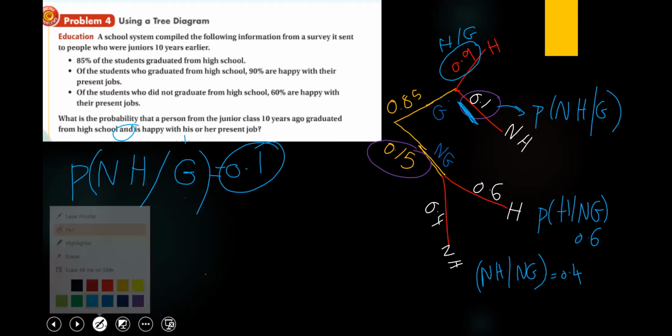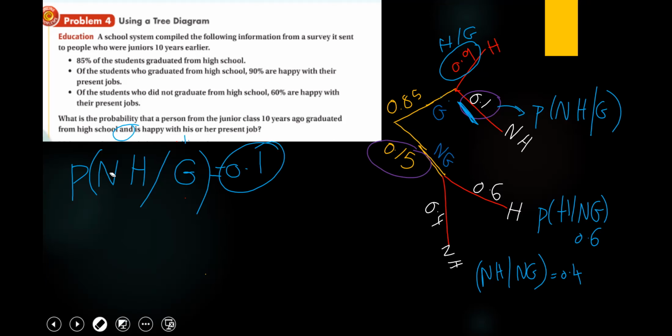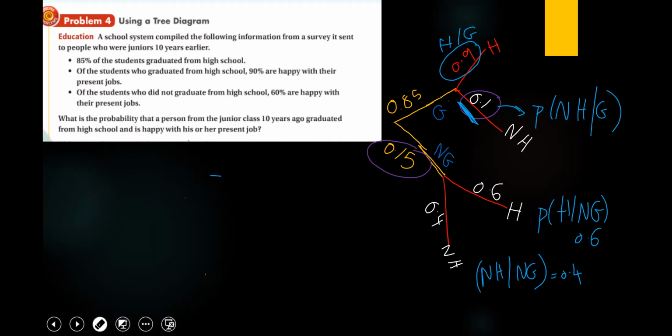But the question now asks me what is the probability of graduated and happy. They don't ask me about the conditional. The conditional is very easy; I can find it from the tree diagram. They ask me now about graduated and happy.